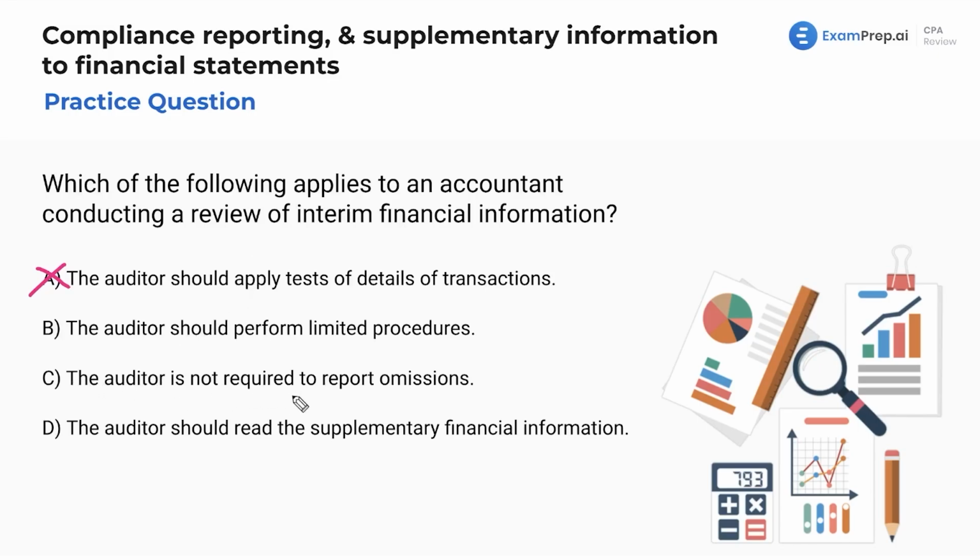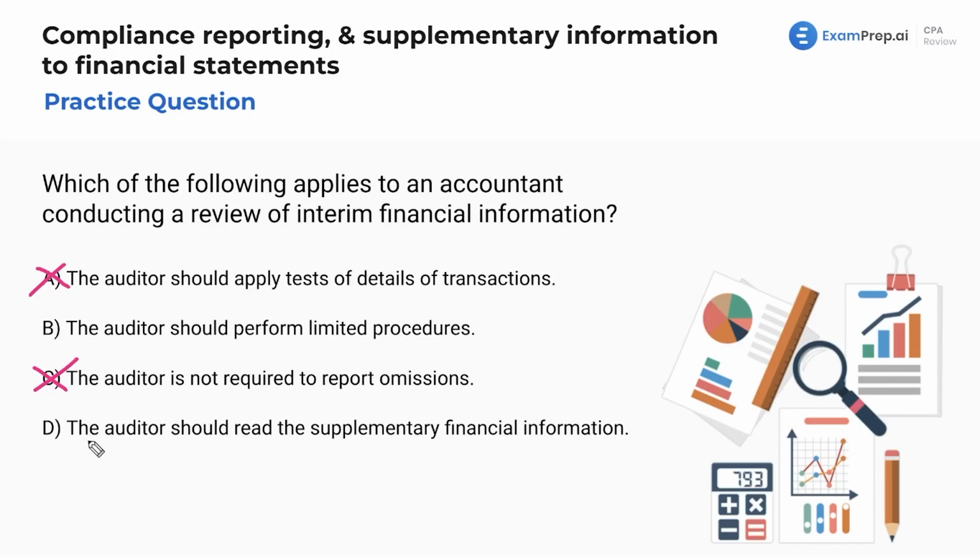Is not required to report omissions. So what are our thoughts here? So are we not required to report omissions? No, we are required. If we see something, say something, right? If we see an issue, we got to talk about it. We got to mention it. Hey, we're not doing a full audit, but if we see an omission in the financial statements, sorry, but you guys got to include the information there.